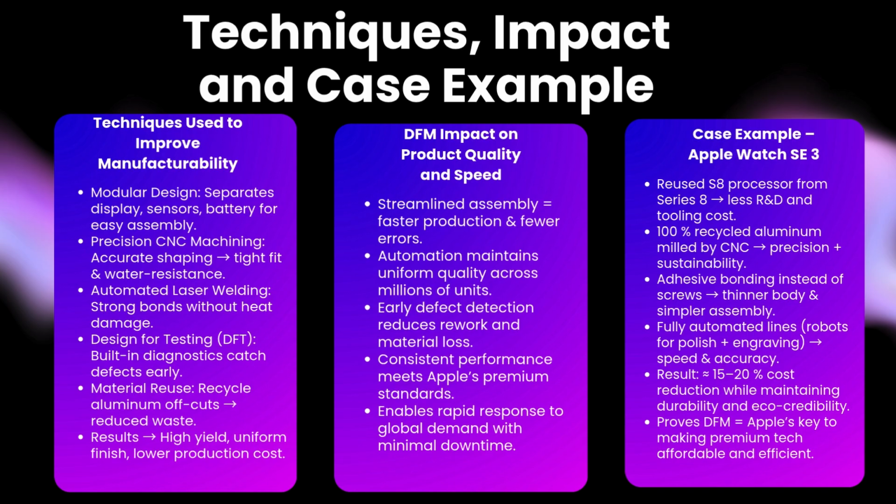Automation plays a big role too. Robotic assembly and built-in testing maintain uniform quality and reduce waste across every production batch. Finally, the SE3 itself is a great example of a DFM success. Apple reused the powerful assembly process from the Series 8 to cut development costs and casing. It made 100% recycled aluminum, precisely machined for strength and design consistency. Robots handle polishing and engineering a flawless finish. As a result, Apple reduced production costs by 15 to 20%.